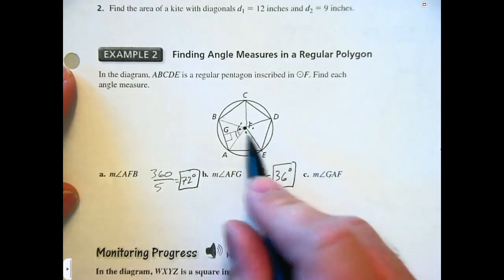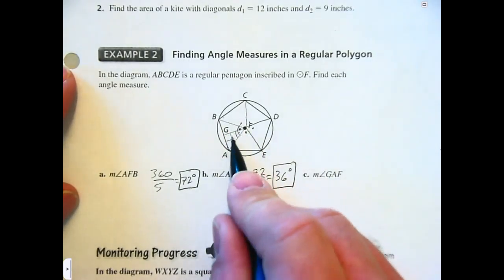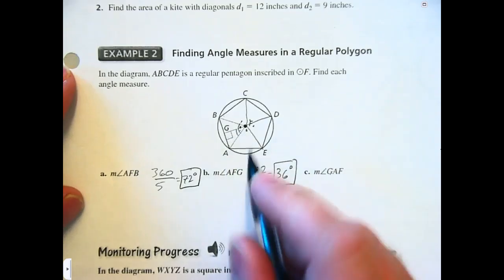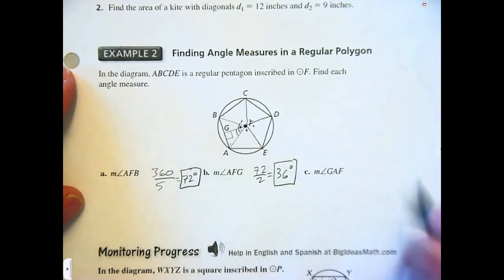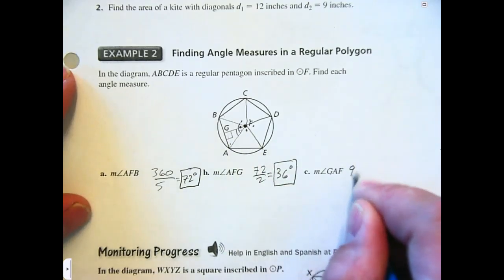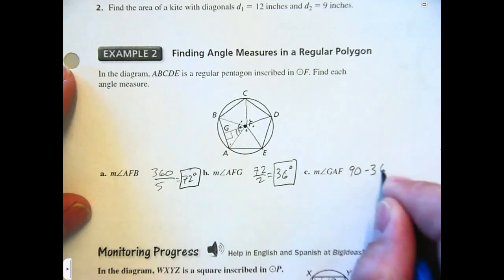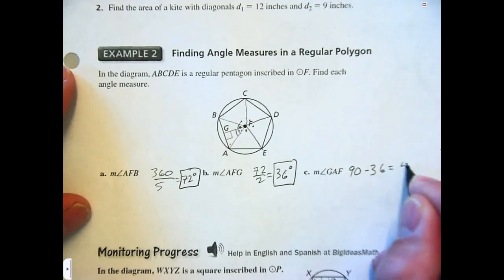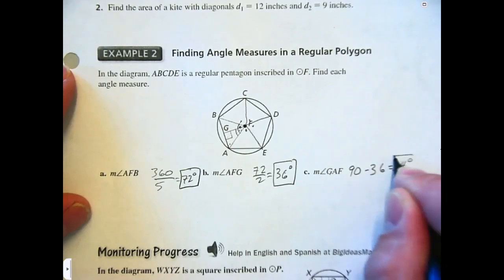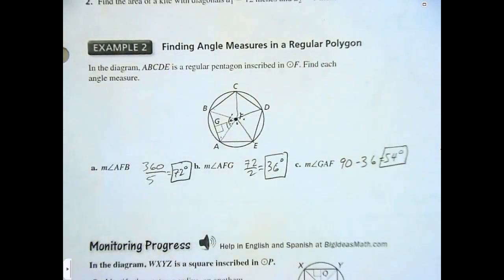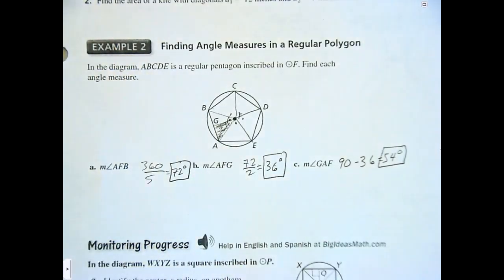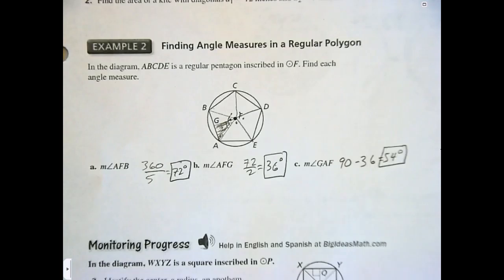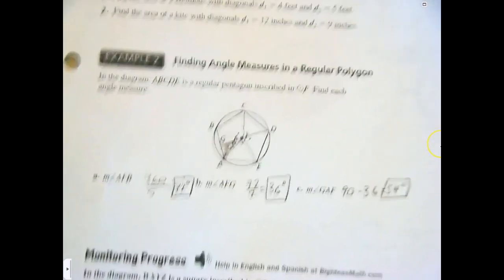And GAF, G to A to F, that completes our triangle. We got 90 and 36 plus GAF. So these two, the 36 plus GAF, has to equal 90. So 90 minus the 36 we already have gives us 54. All right. Using the triangle angle sum theorem there, dealing with this triangle. All right. Any questions there? Once again, I included some more practice problems on the bottom if you want to try them a little later. Check them out. Let's move on to example 3.